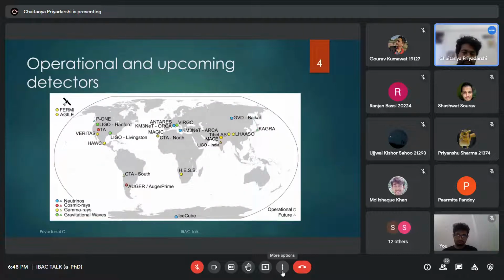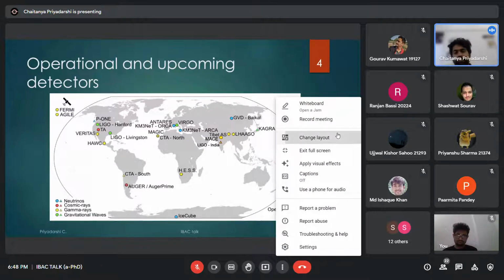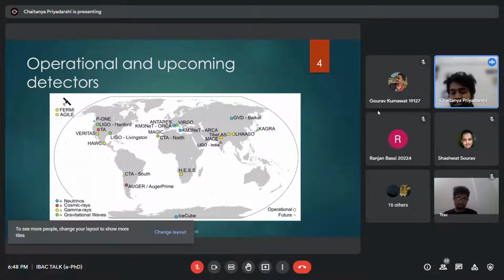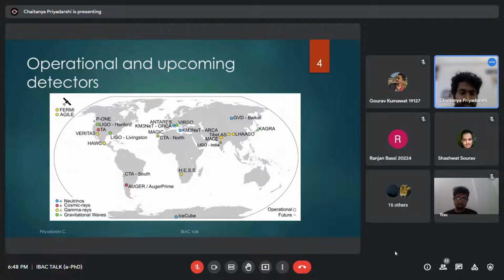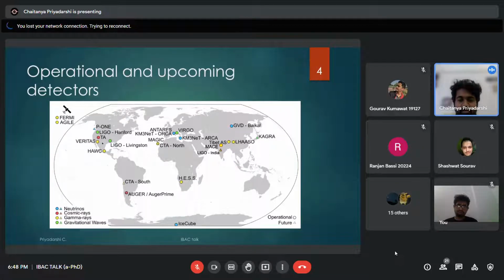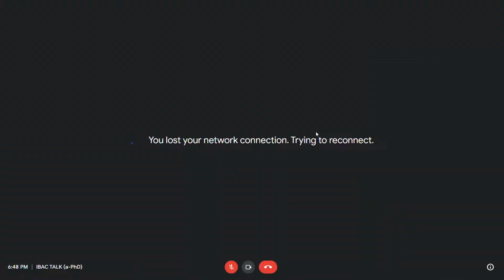To give an outlook of how many detectors or instruments or telescopes we have based on this high energy or the new astronomy, here are the ones in circles that are active and operational, and in triangles the ones which are planned for the future. So as you can see, we have a lot in the northern hemisphere and some in the southern as well.